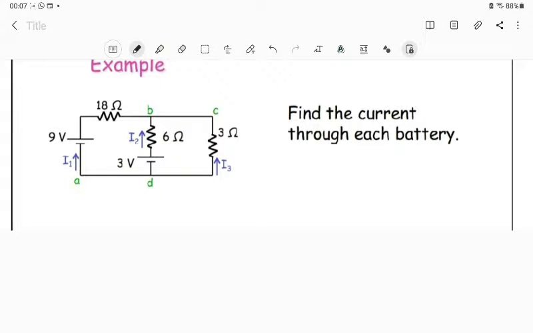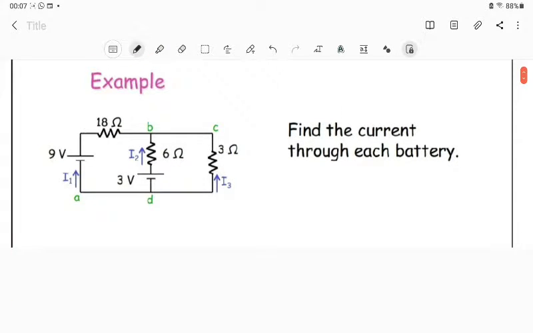Good morning. Today we'll do some examples of Kirchhoff's law. Yesterday I gave you one example, this one, but none of you have done it. See, here we have to find the current through each battery. That means we have to find how much current is flowing in this battery and this battery. I hope you understand the question.